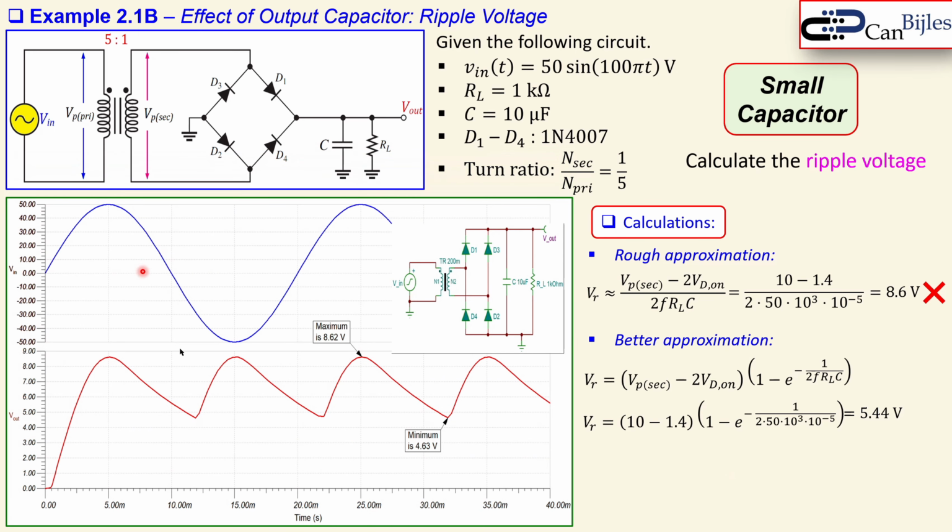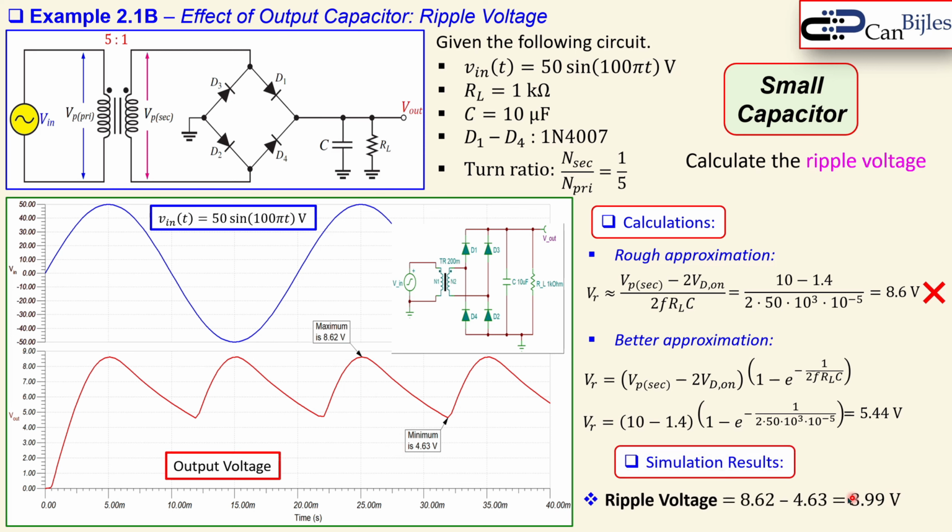Okay, this is the simulation. You can see that the red one is the output. You can see the peak, maximum, and the minimum for the output, and this is the input, the blue one. And this is a circuit in the SPICE simulator. 8.62 volts is the maximum, and the minimum is 4.63. So you see here approximately a peak of 4 volts. This is the input and output. So you see 3.99, let's say 4, but it is still off.